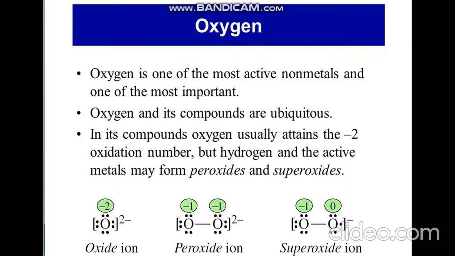You will learn today chemical elements, oxygen. Oxygen is one of the most active known metals and one of the most important. Oxygen and its compounds are ubiquitous. In its compounds oxygen usually attains the true oxidation number, but with hydrogen and active metals it makes peroxides and superoxides.